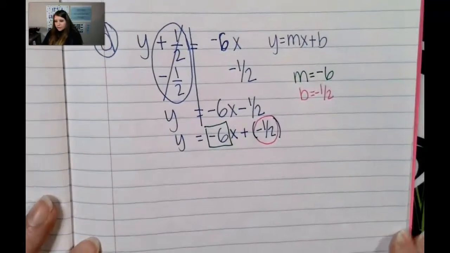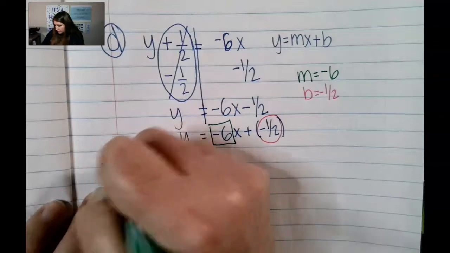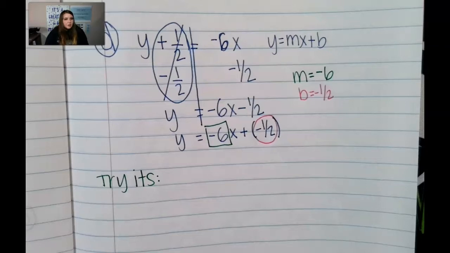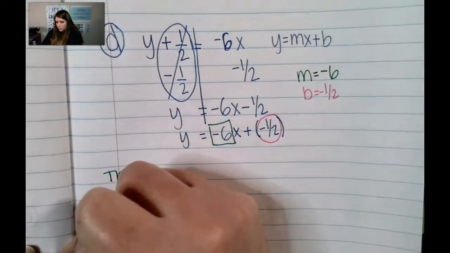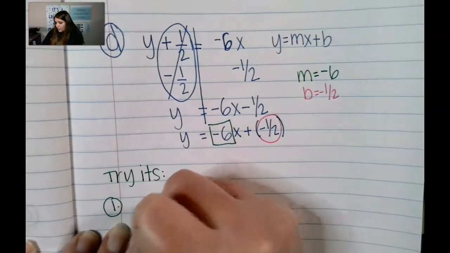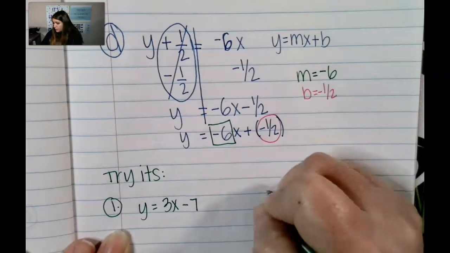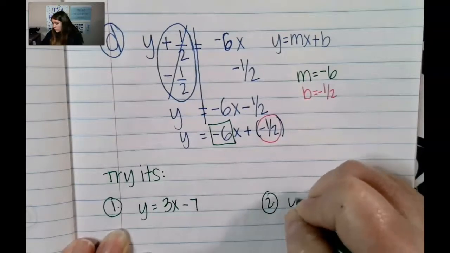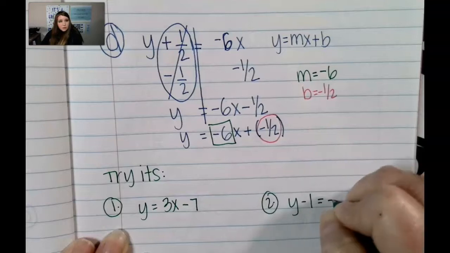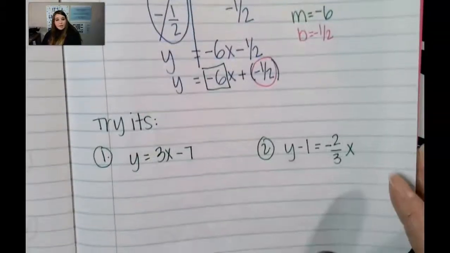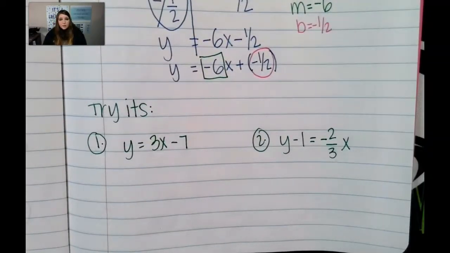All right, it is time for you now to do your try-its. On your try-it, it says, number 1, y equals 3x minus 7. And number 2 says y minus 1 equals -2/3 x. All right, go ahead and hit pause right now so you don't hear me solving. And then when you are ready, come on back and check your work.